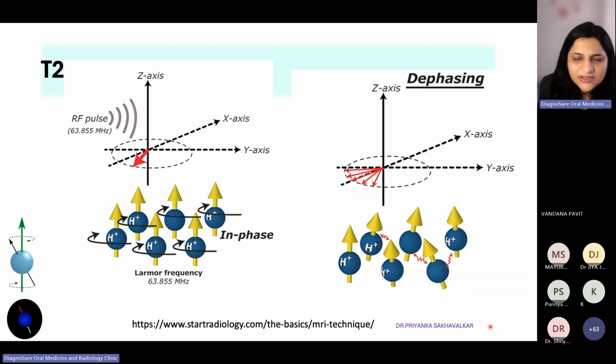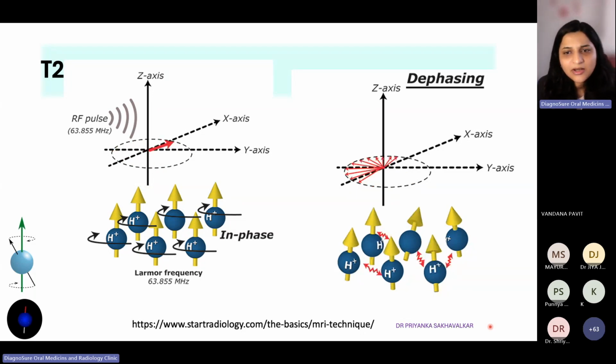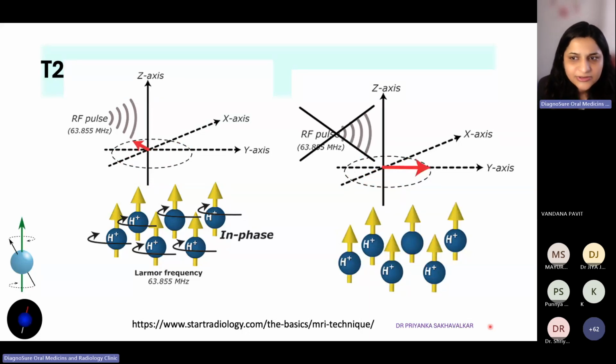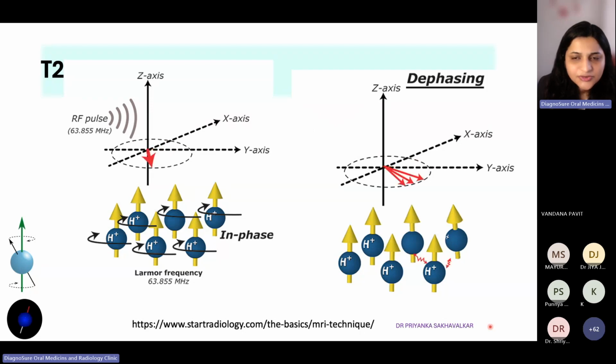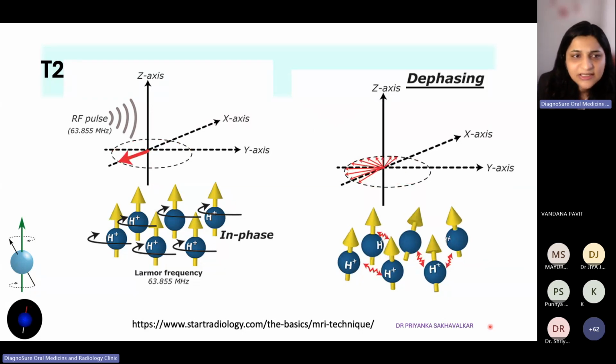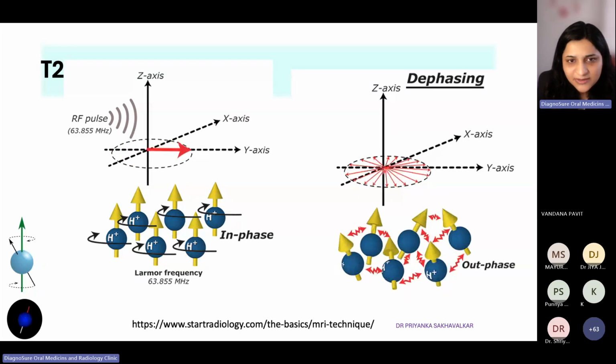Just think of protons as tiny magnets. These irregularities cause them to spin at different rates and different speeds in the dephasing process. So T2 relaxation specifically describes the process in the XY plane. See, this is the XY plane.